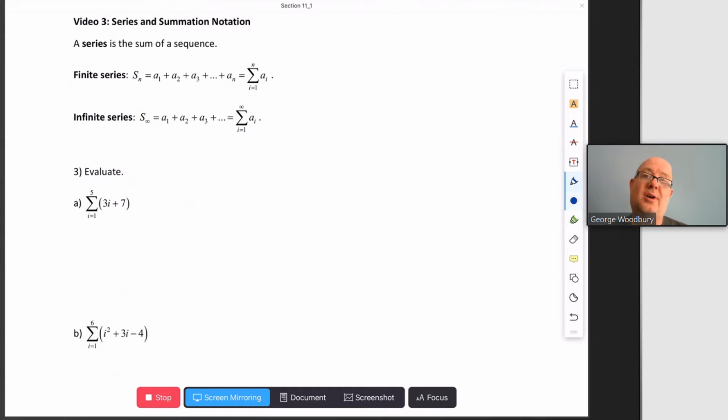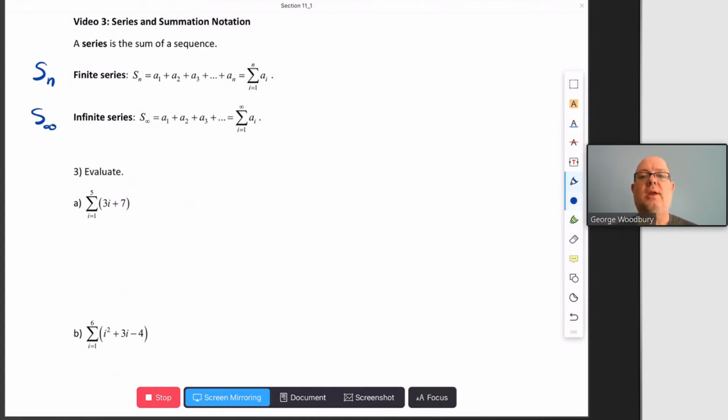A series is just the sum of a sequence, and you can either have a finite series, which will only add up the first n elements of a sequence, or an infinite series, which will add up an infinite sequence. Now, we use S sub n to stand for the sum of a finite series of n terms, and we use S sub infinity, or sometimes just S, to stand for the sum of an infinite series.